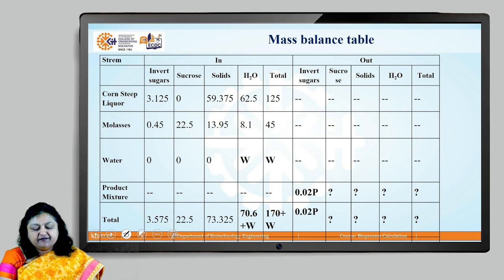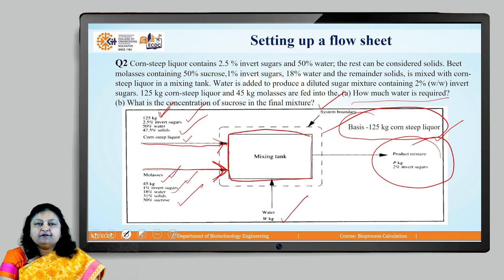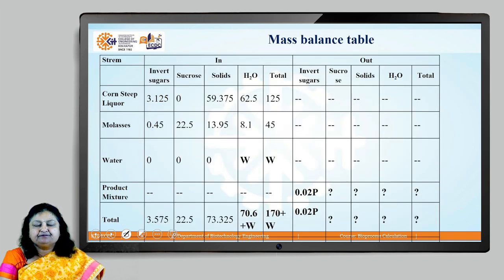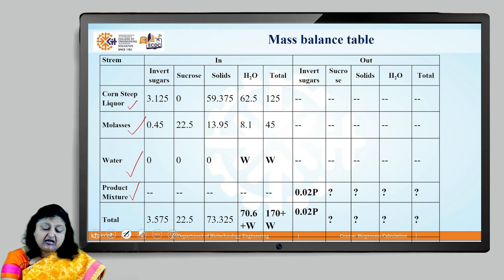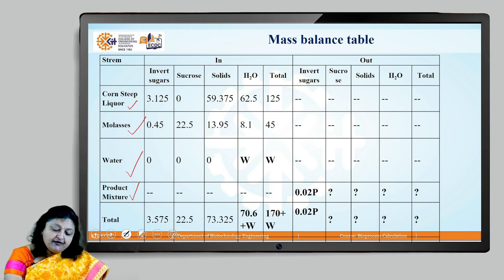Now the first step we have completed, we have set up the flow sheet development. Then next we need to write the mass balance table. The mass balance table here is in kg. You need to identify the streams from the flow sheet. The first stream is constipated liquor, the second stream is molasses, the third stream is water, and the fourth stream is product mixture. And here the components of all these streams are written for inputs.